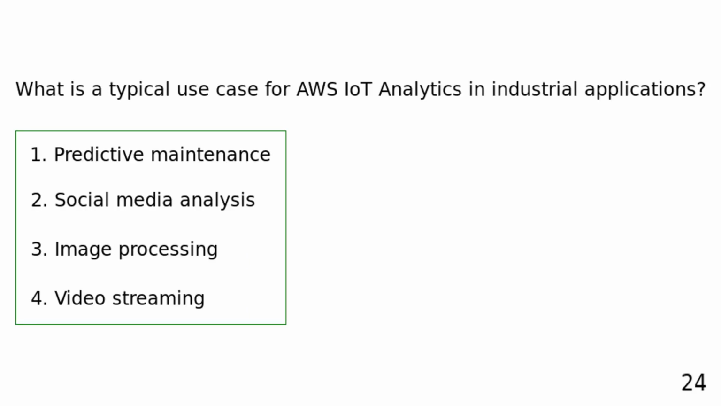What is a typical use case for AWS IoT Analytics in industrial applications? Predictive maintenance. Social media analysis. Image processing. Video streaming.